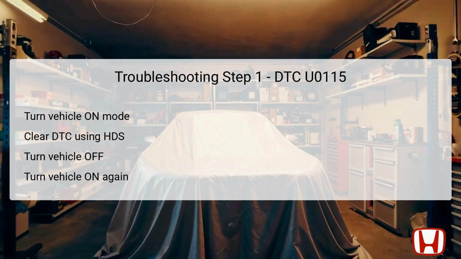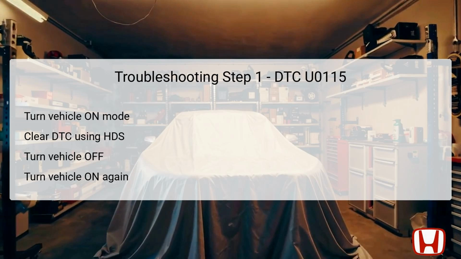The first step in troubleshooting DTC U0115 begins with verifying the problem's presence. Start by turning the vehicle's ignition to the on mode without starting the engine. Next, utilizing the Honda Diagnostic System, HDS, clear the DTCs recorded in the system. After clearing, turn the ignition to the off-lock position to reset the system.